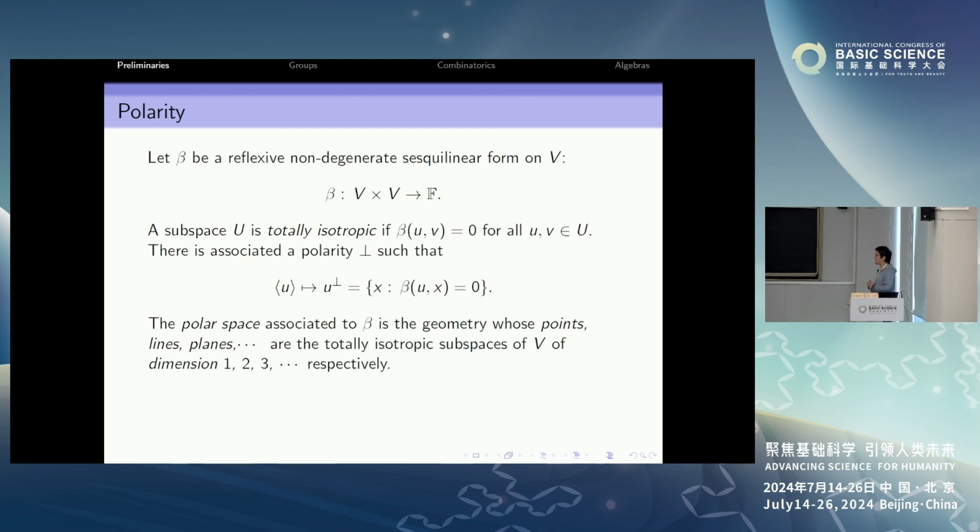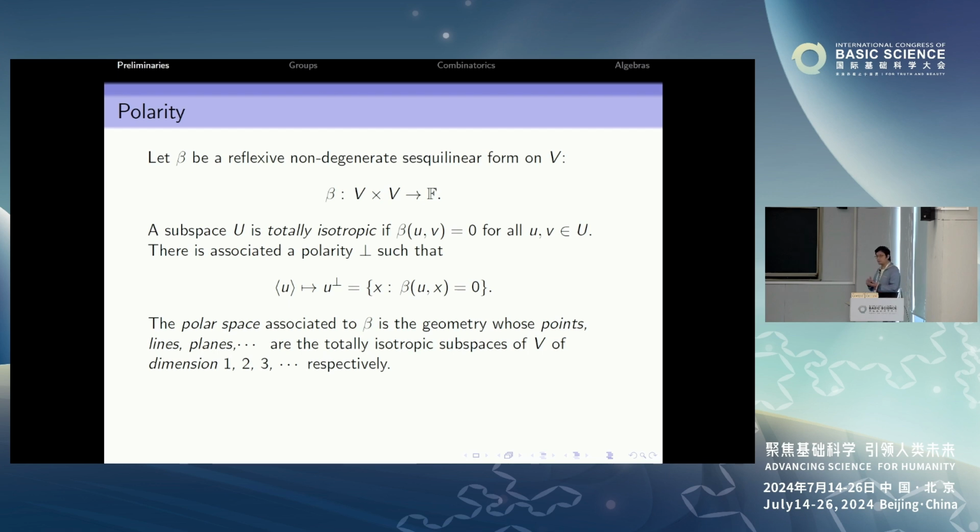We can define a subspace to be totally isotropic according to whether any 2 vectors of U are perpendicular or not. In this way, we can define a polarity, which is a bijection between projective points and hyperplanes that preserves incidence. The polar space associated to beta is the geometry.